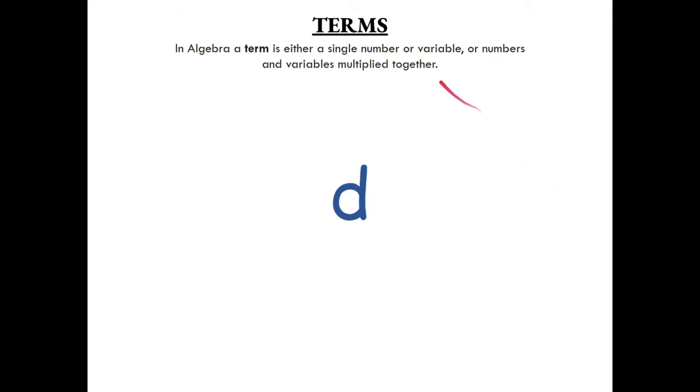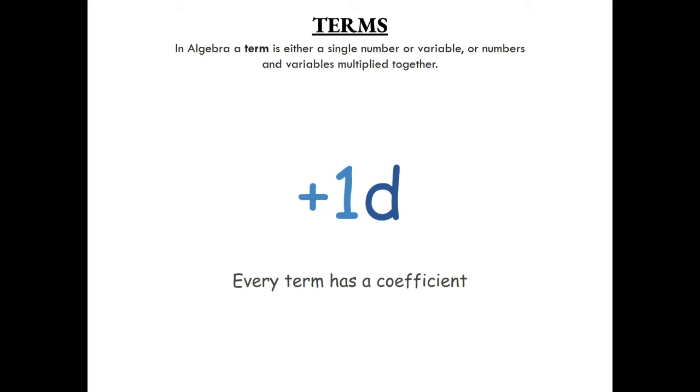D is a variable. A term could either be a single number or a single variable, a letter, or numbers and variables multiplied together. In this case, you have a D. D would be a term. Every term has a coefficient. Every single term has a coefficient. That means a number in front. So even though right now it just says D, there really is a number in front, and that number is 1.